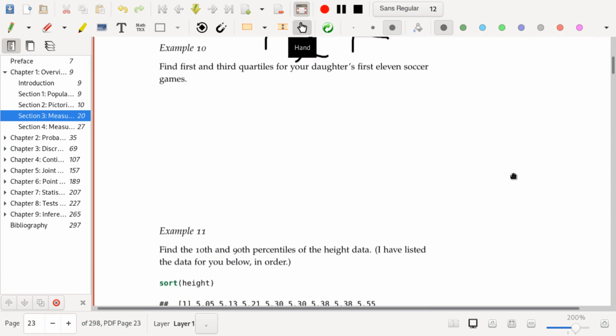Okay, so for our first example, we're going to find the first and third quartiles of this little girl's first 11 soccer games. So let me get caught up in my notes for a second.